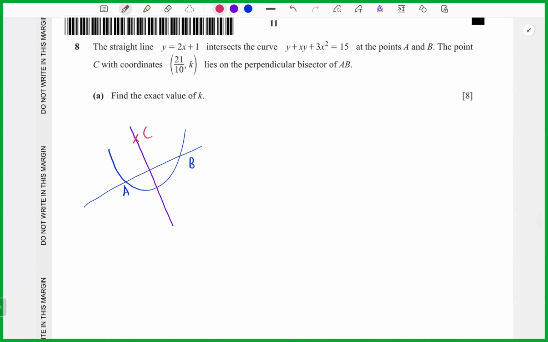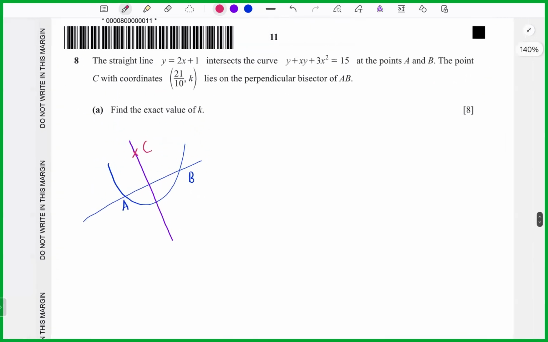Okay, so for now you need to find the points A and B first. Why do you need to find the points A and B? You find them to get the gradient between points A and B. After you find the gradient, you can work out the gradient of the perpendicular bisector. At the same time, you also need to find the midpoint of AB. Okay, so let's try.